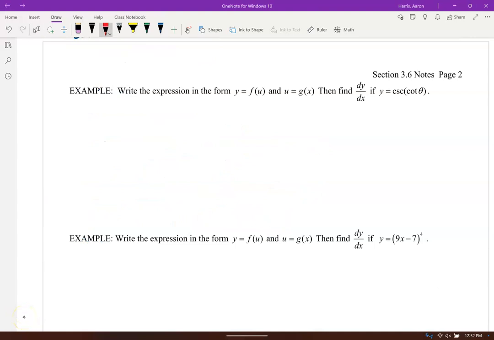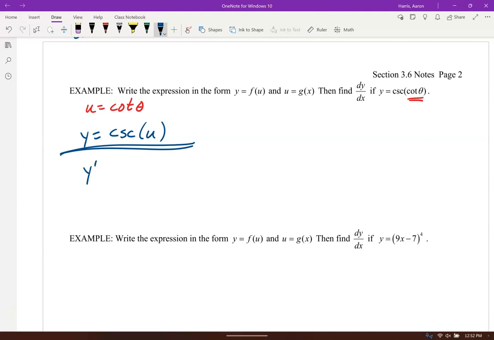All right, here I'm going to let my u be that cotangent. So if u is the cotangent, then y would be the cosecant of u. Okay. And so then we're just taking the derivative there. So let's go ahead and take the derivative. So y prime would be the derivative of the cosecant, which is negative cosecant cotangent.